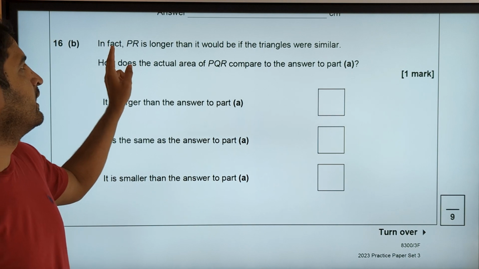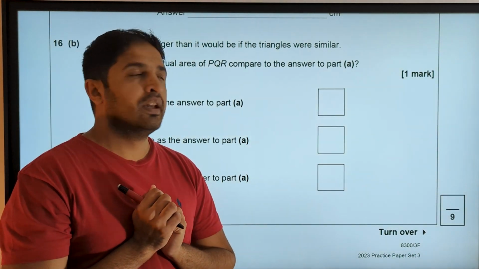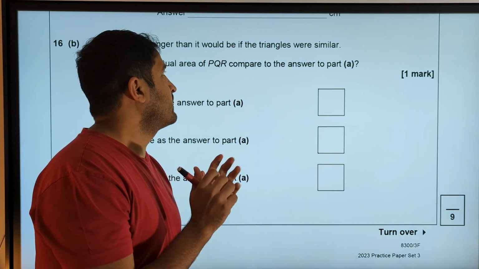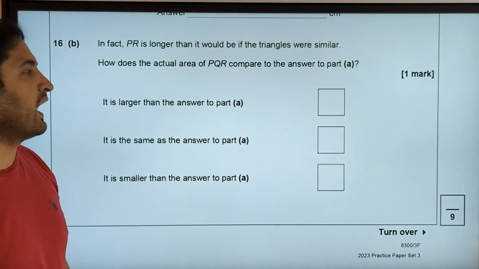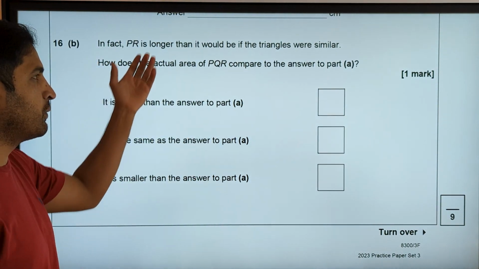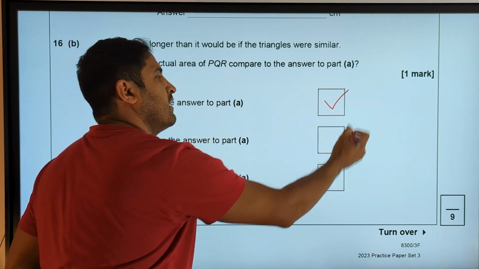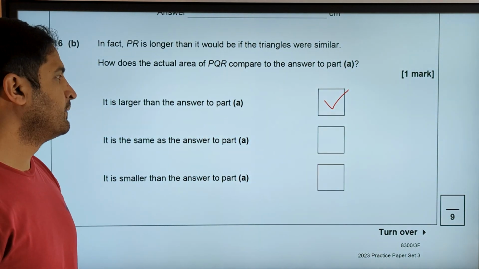In fact, PR is longer than it would be if the triangles were similar. So PR is meant to be a slightly longer length. If the length is longer, then the area would be bigger than what you've got in part A. And that's one way. If the length is smaller, the area would be less.